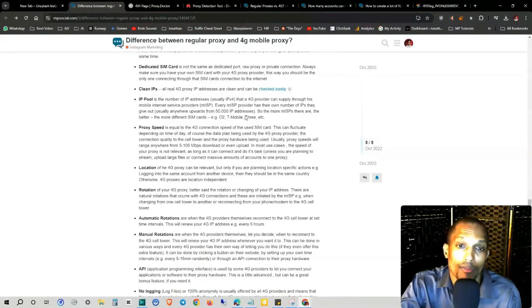IP pool is the number of IP addresses, usually IPv4, that a 4G provider can supply through the mobile internet service providers. Every mobile internet service provider has their own number of IPs they give out, usually anywhere upwards of 50,000 IP addresses. I don't know if that's 50,000. What do you mean by that? So the more ISPs there are, the better. The more different SIM cards, for example, O2, T-Mobile, 3, etc.